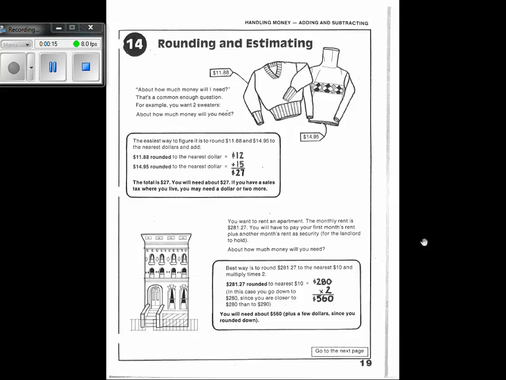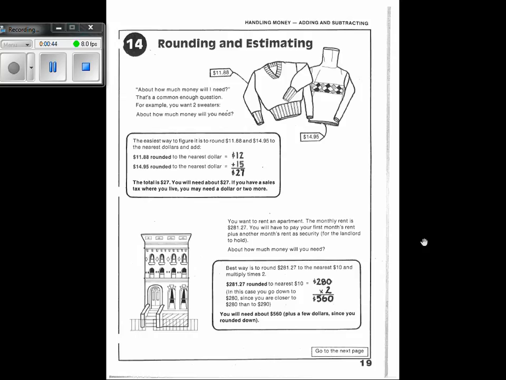The easiest way to figure it out is to round $11.88 and $14.95 to the nearest dollar and add. So $11.88 rounded to the nearest dollar is $12. $14.95 rounded to the next dollar is $15. You add that up and get $27. You need about $27. If you have a sales tax where you live, you might need $1 or $2 more.